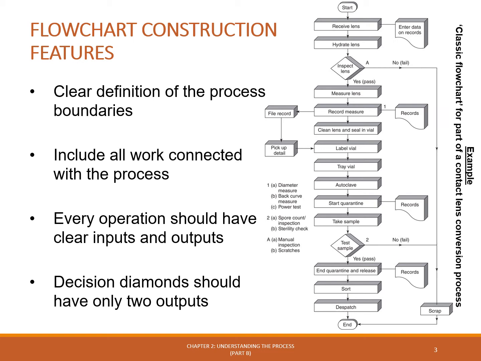We can see in this figure here an example of a classic flowchart for part of a process of contact lens conversion. Clearly, we can use most of the classical flowchart elements here, but we can also make some adaptations when it's convenient. For example, when we need to include complementary information regarding the measure we should record for a specific operation, or about how to proceed with the inspection of the lens, instead of using parallelograms, we can simply include some simple captions in order to keep the flowchart as clean as possible.